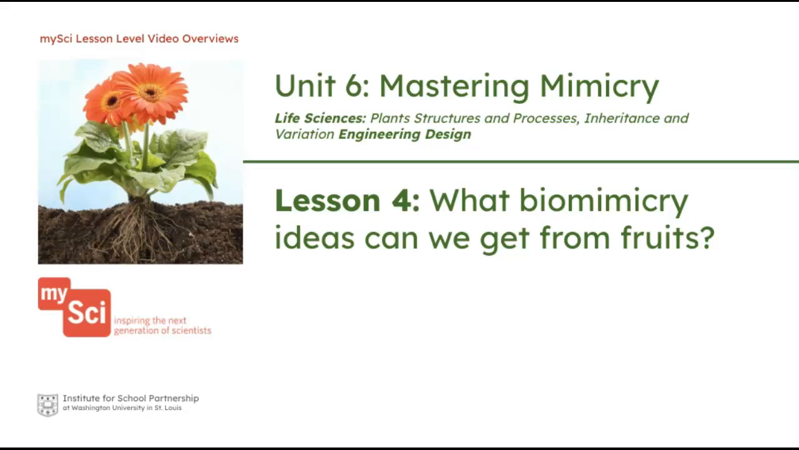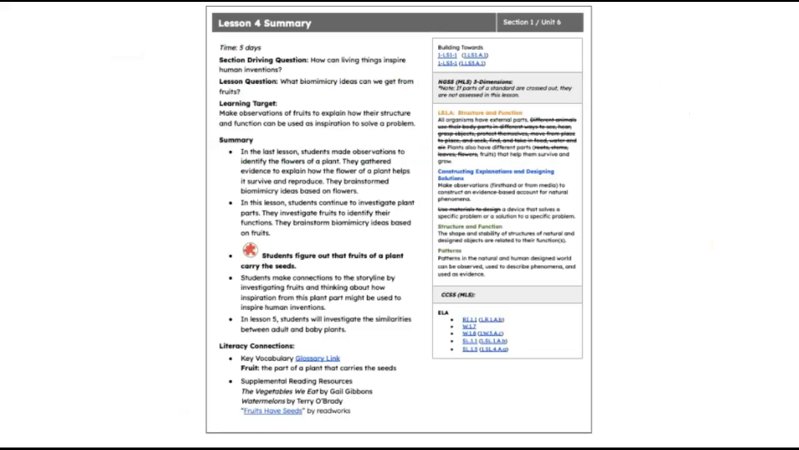Students make connections to the storyline by investigating fruits and thinking about how inspiration from this plant part might be used to inspire human inventions. There are several opportunities for ELA cross-curricular connections throughout the lesson. You can look for specific standard connections in the Unit 6 Teacher Guide. This lesson will take approximately 5 days to complete.